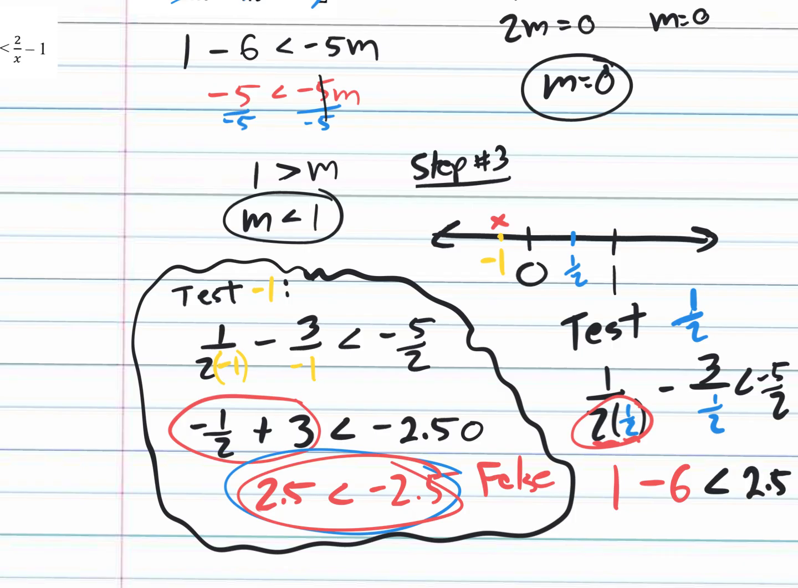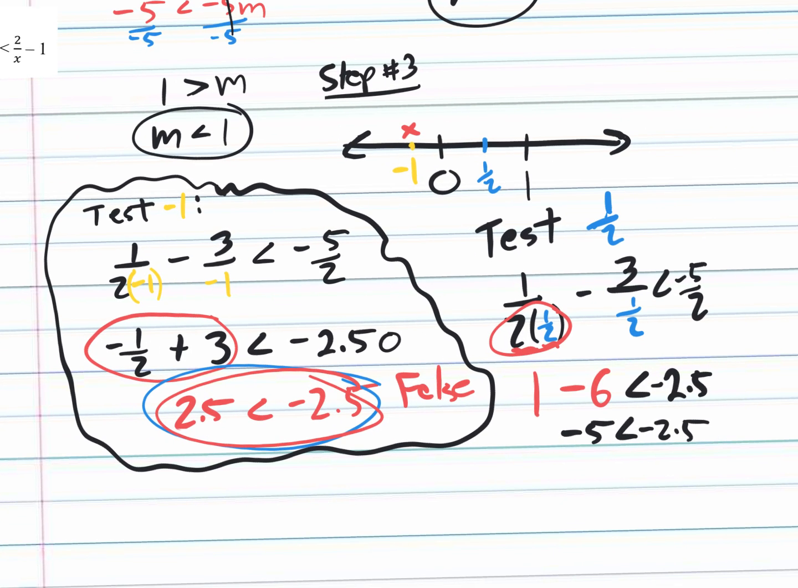That's 2.5 as a negative. So the question is, is -5 less than -2.5? And the answer is yes. This does work. That's true. -5 is definitely smaller than -5/2, which is -2.5. So this guy over here, check, it works. So this is where your answers are at, between these two.